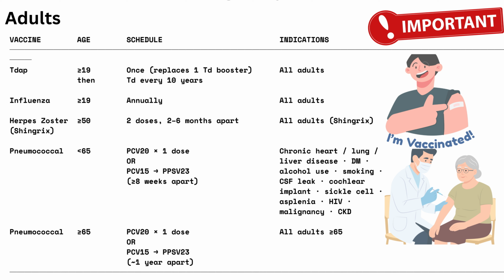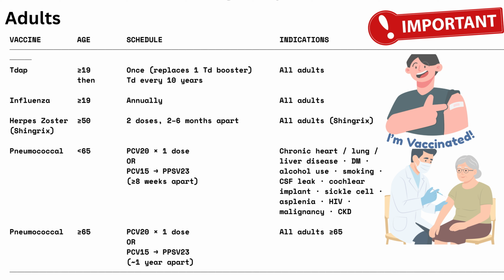Now herpes zoster, or shingles vaccine. We now use Shingrix. It is a recombinant, non-live vaccine, given in 2 doses, 2 to 6 months apart. For healthy people, we start at age 50. For immunocompromised patients, we actually start earlier, from age 19. And because it is not a live vaccine, it is safe even in immunocompromised patients. The older vaccine, Zostavax, was a live vaccine and is no longer used in the United States. So now, essentially everyone gets Shingrix.